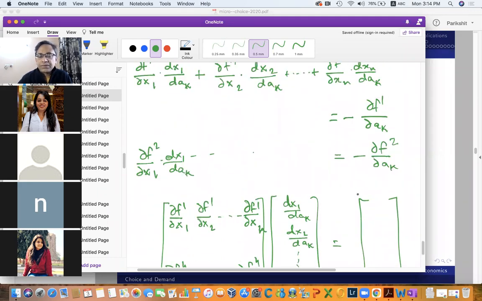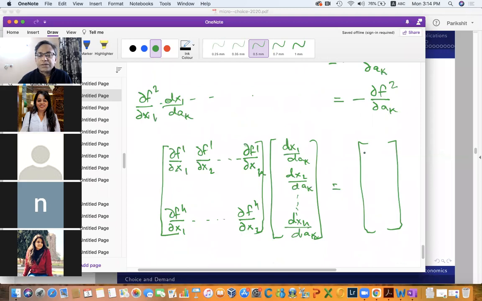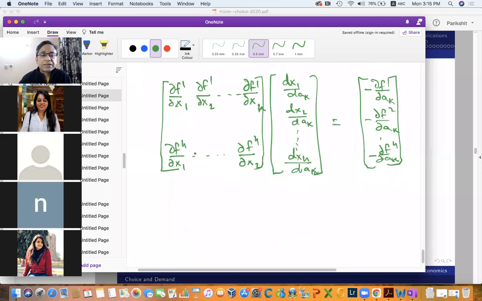And what is the vector on the right hand side? It's all these things that we got on the right hand side of these equations, right? So we have minus del f1 del ak, minus del f2 del ak, down to minus del fn del ak. Now, if you look at this, this is something that we just defined a moment ago. This is the Jacobian matrix.